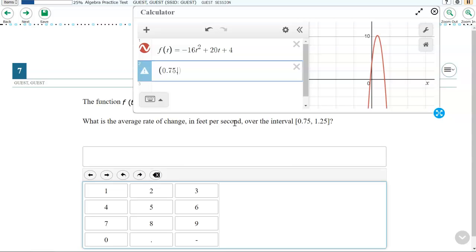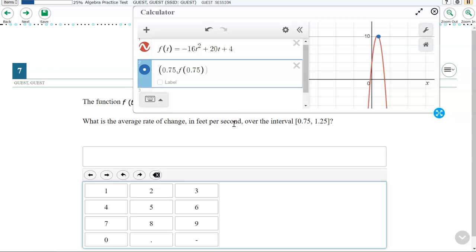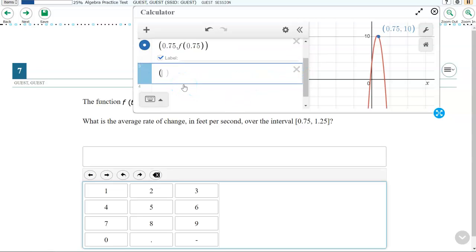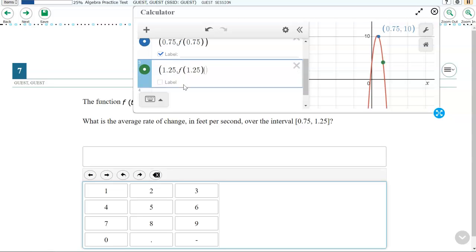0.75, comma. By the way, this is not necessary. This is the first point in that interval, 0.75, and the y value there was 10. It's showing it in the graph. All right, and then I can do the next point in the interval. This is also not necessary, but I'm going to do it anyway to show you what's happening. So I'm doing f of 1.25, and then I'm labeling that, and it's showing me the values, and I basically need the slope between these 2 points.